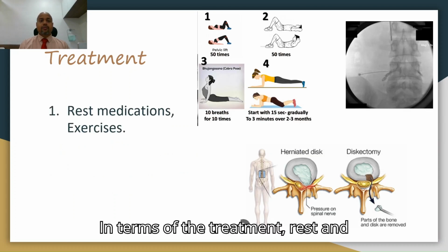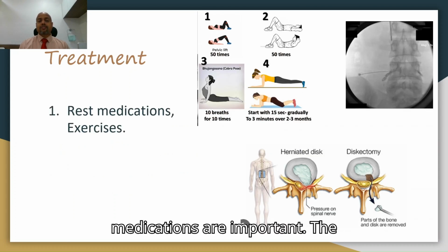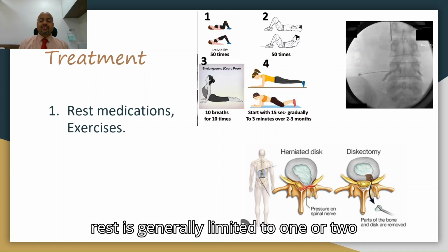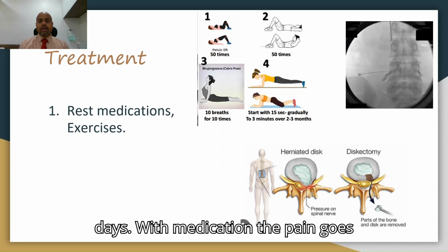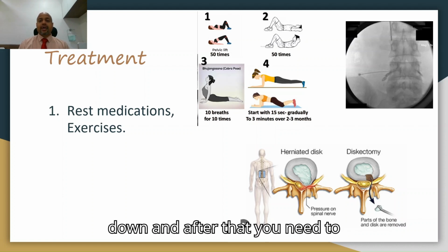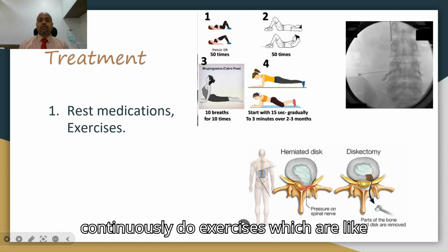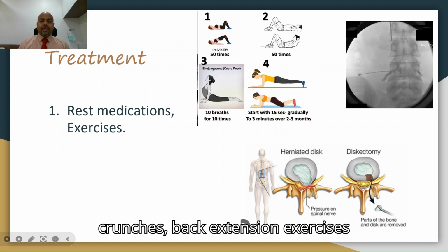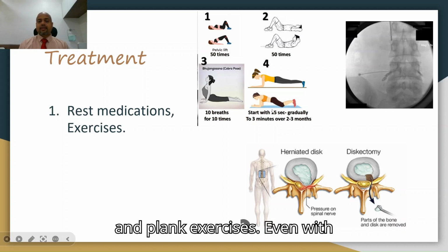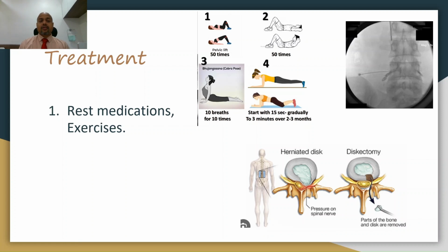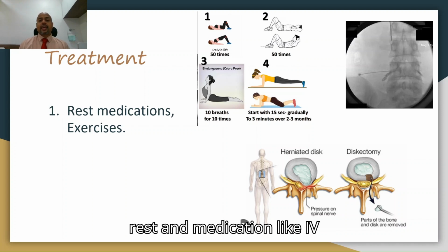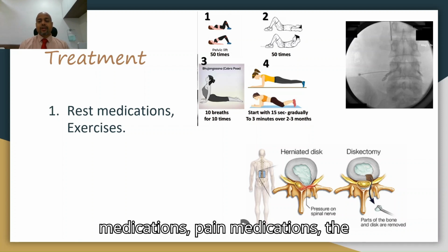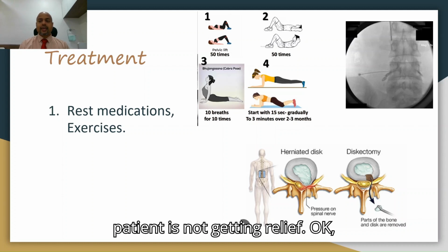In terms of the treatment, rest and medications are important. The rest is generally limited to 1 or 2 days. With medication, the pain goes down, and after that, you need to continuously do exercises like pelvic lifting exercises, abdominal crunches, back extension exercises, and plank exercises. Even with rest and medication, like IV medications and pain medications, the pain is not getting relief.